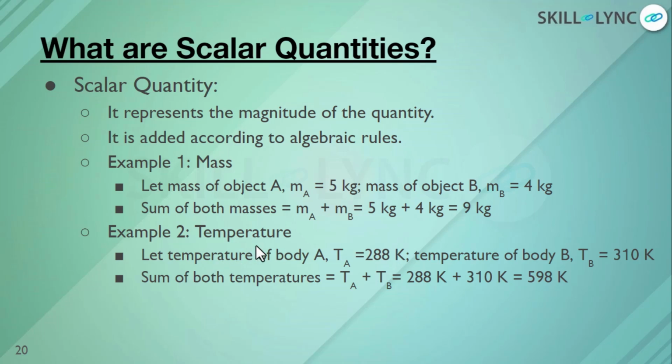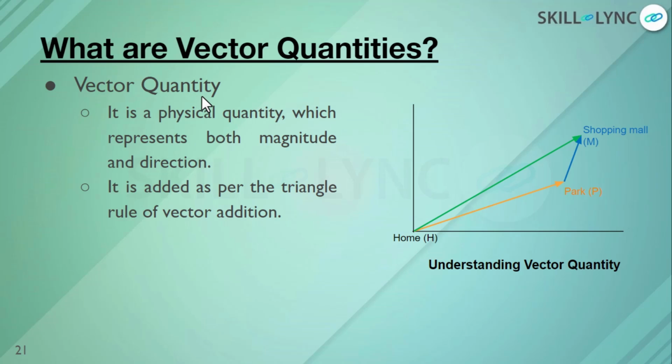Similarly, temperature is also a scalar quantity. Let the temperature of body A be Ta equal to 288 Kelvin. Also, let the temperature of body B be Tb equal to 310 Kelvin. So, the sum of both the temperatures is Ta plus Tb, where Ta was 288 Kelvin and Tb was 310 Kelvin, which sums up to 598 Kelvin. Since both Ta and Tb have been added with the use of algebraic rules, therefore temperature is a scalar quantity.